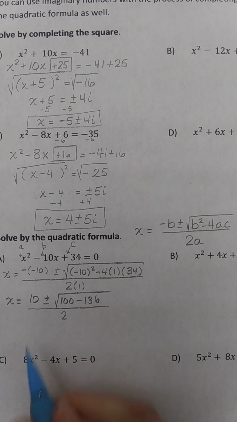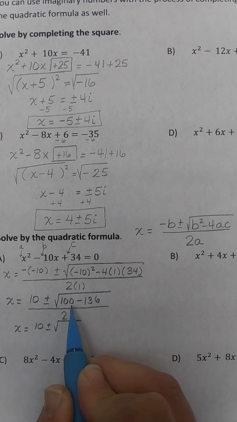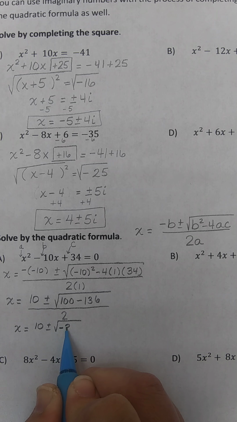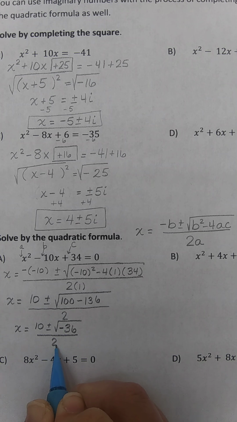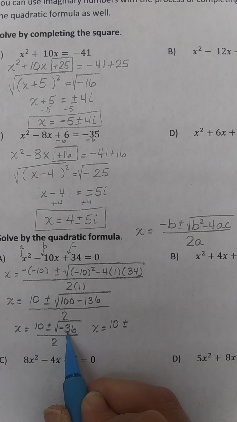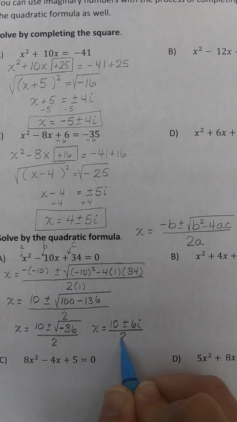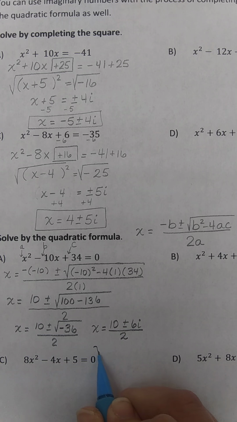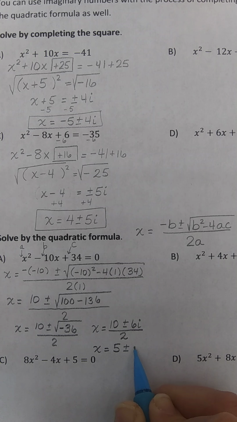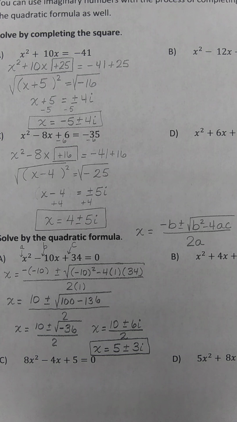Now we continue working under the radical. So x equals 10 plus or minus the square root of 100 minus 136 is negative 36 all over 2. Now we have x equals 10 plus or minus, and the square root of negative 36. The square root of 36 is 6, and because it's negative, it's going to be an i. So 6i all over 2. Now each of those do divide by 2, so we're going to go ahead and divide. 10 divided by 2 is 5, plus or minus, and 6i divided by 2 will be 3i. So our solutions are 5 plus 3i and 5 minus 3i.